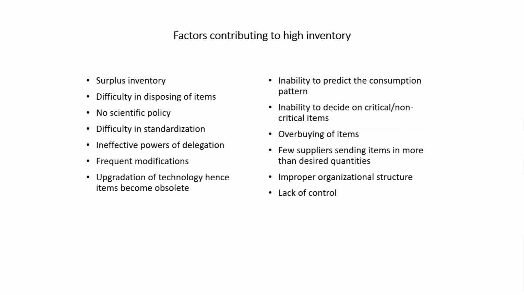So, we have studied this, just a recap kind of a thing. What can we do if there is high inventory, surplus inventory, difficulty in disposing the items, you are keeping dead stock also, there is no scientific policy of finding economic order quantity, there is an issue of standardization also, the same item is purchased 10 times, at 10 different places in the organization under different names.